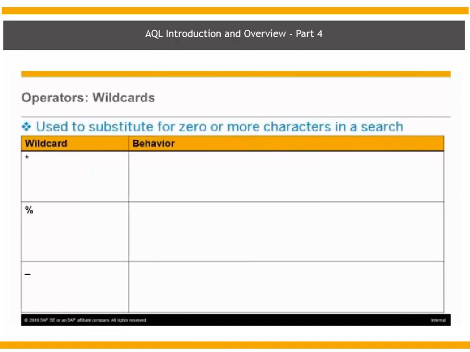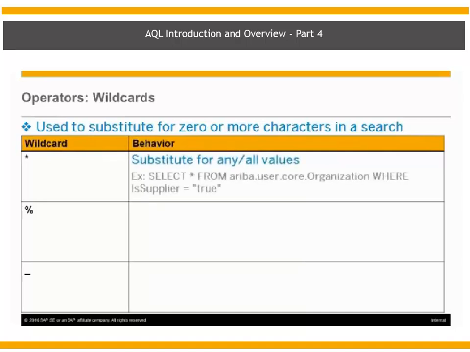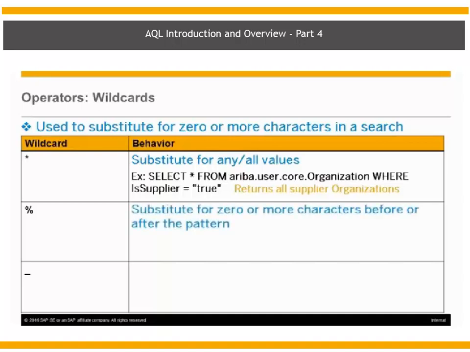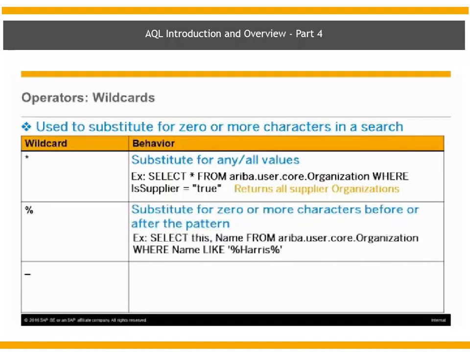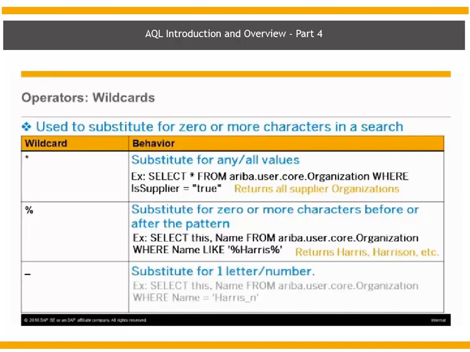Wildcards can be used to substitute for 0 or more characters in a search. The asterisk wildcard can be used to substitute for any or all values. Note that our example here will return all supplier organizations from the organization class. The percentage sign can substitute for 0 or more characters before or after the pattern. Note in our example here we would return Harris and Harrison. We could also return O'Harris or Mick Harris as well. The underscore sign substitutes for exactly one letter or number.